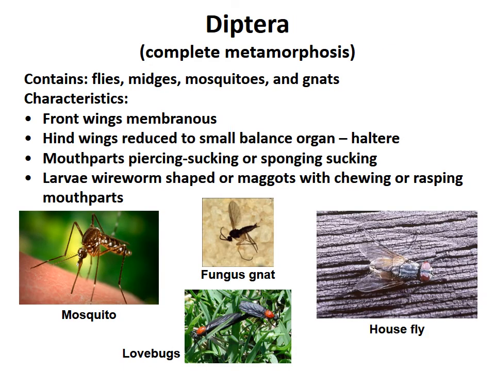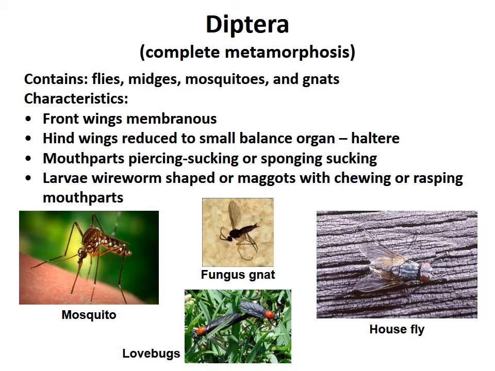Another very large class of insects is the class Diptera. These are flies. It contains flies, midges, mosquitoes, gnats. They vary a lot in their size, but all Diptera go through complete metamorphosis. So an immature fly is normally called a maggot, and they'll feed on whatever they happen to be feeding on. They grow larger and they'll make a pupa, and when they emerge from the pupa, they'll be an adult.